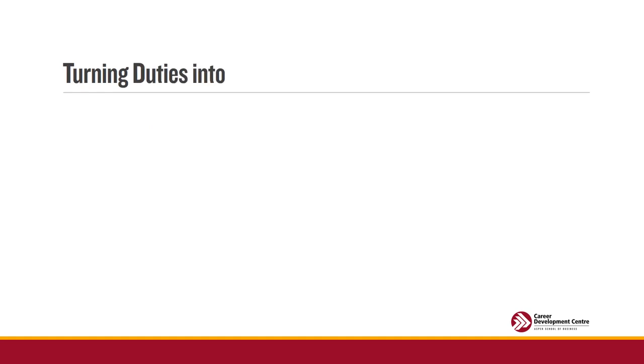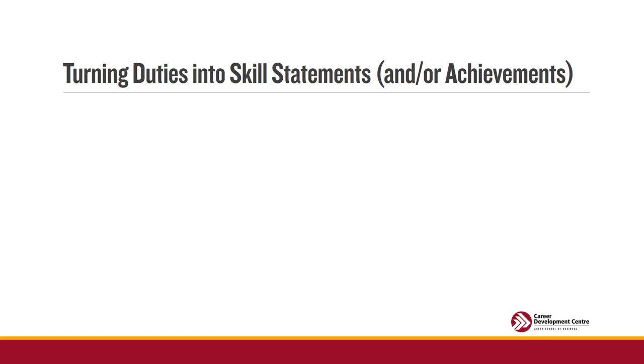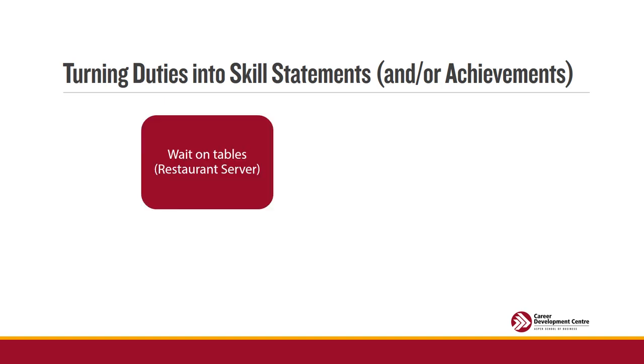Let's look at a couple of examples of how to turn your job duty into a skill statement or an achievement. In the case of a restaurant server, one of the duties is to wait on tables. That is a very generic way of putting it and doesn't really give the reader a good idea of how this can be of value to the job in question, or what transferable skills can be obtained from this experience.